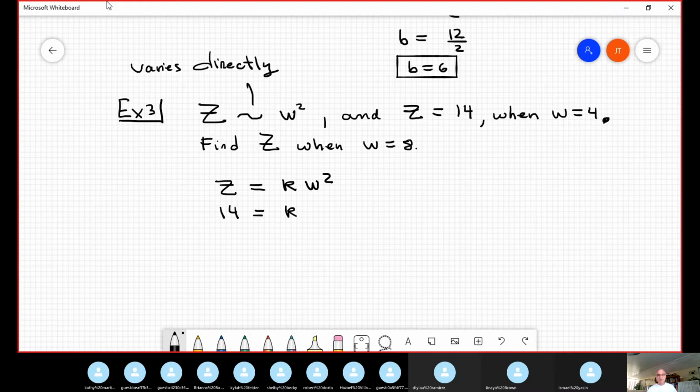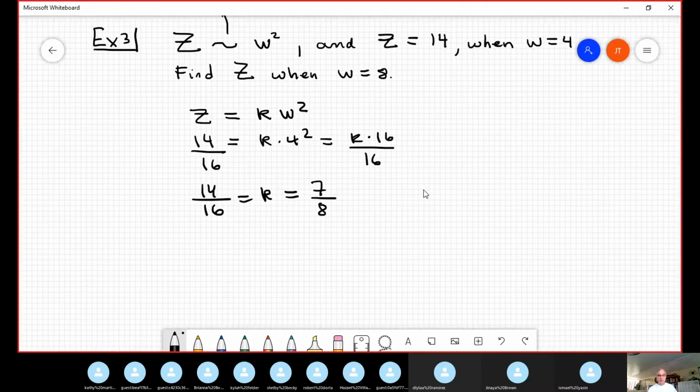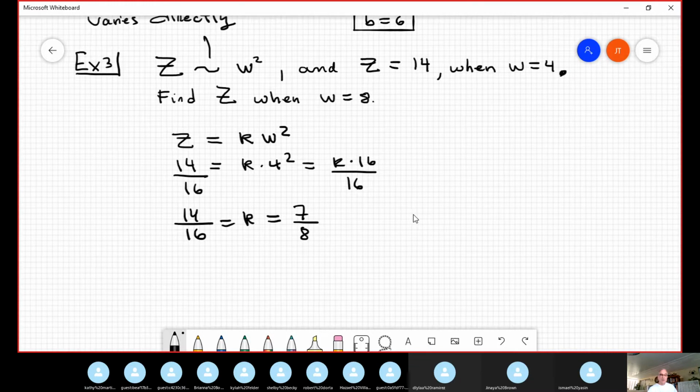And W is 4, so 4 squared. 4 squared is 16. If I want to find the K value, divided by 16 both sides, 14 over 16 is equal to K. We can reduce to lowest terms, of course, because that number is even. Divided by 2 is 7, divided by 2 is 8. This is the value of the constant of variation. Well, this is not the final answer. This is the intermediate value, no?